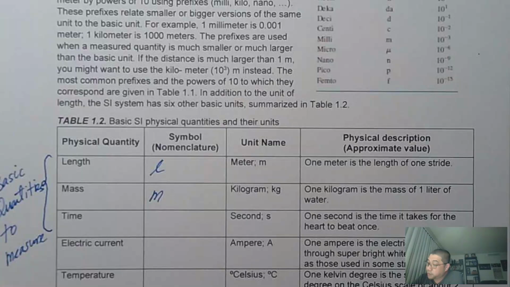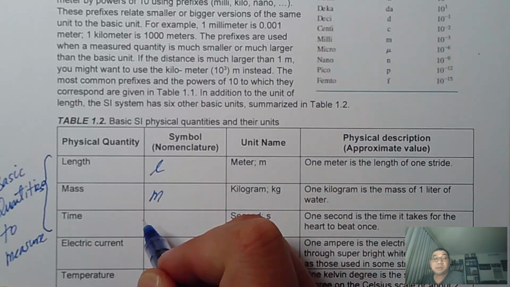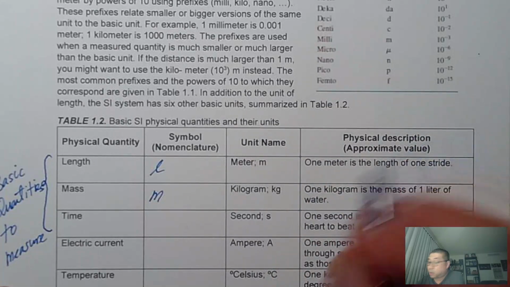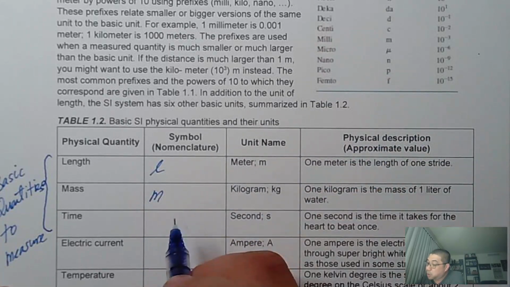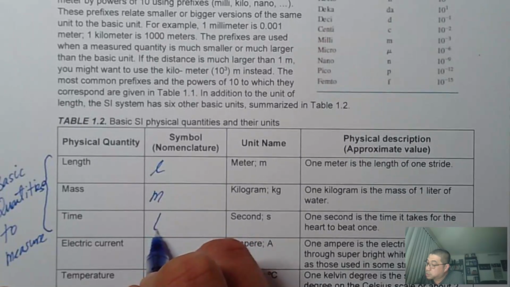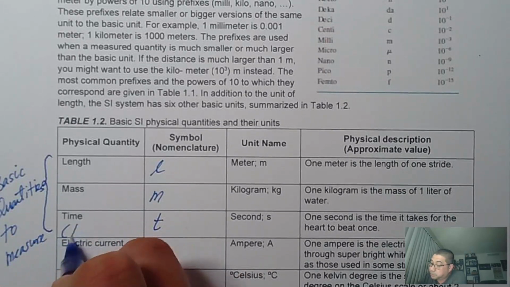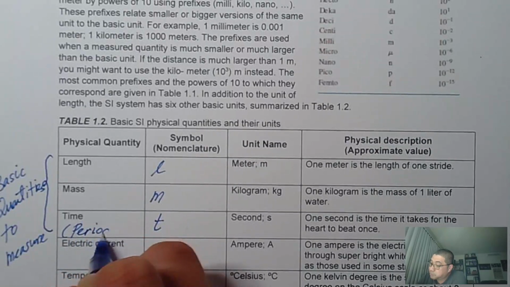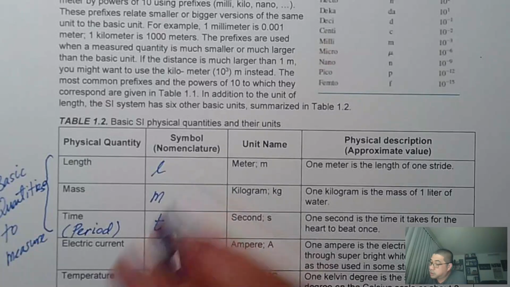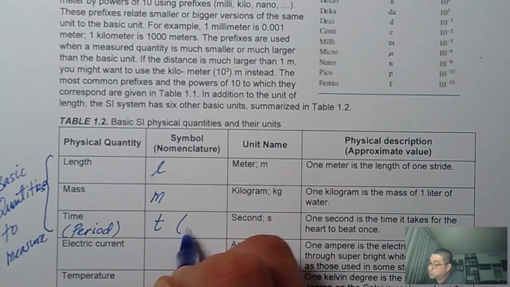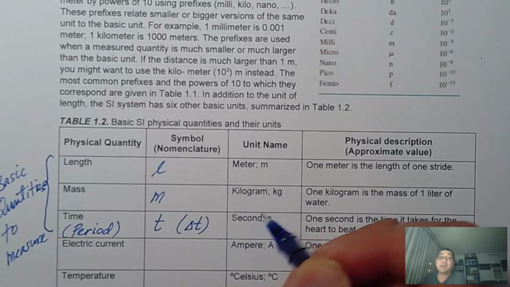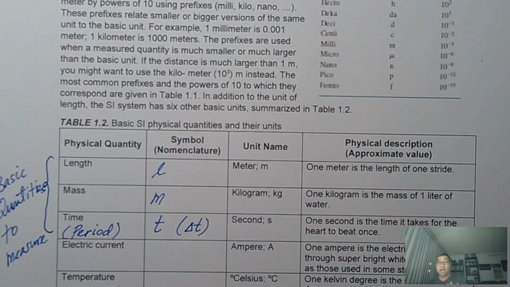Now, when we talk about time, time is always measured in seconds, and time is represented by lowercase t. Sometimes time is also known as period. That's why your t changed into delta t, which is the change in the actual time.